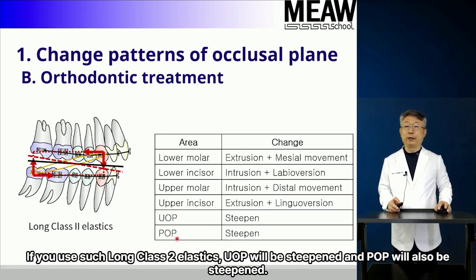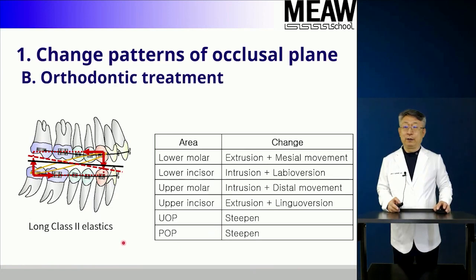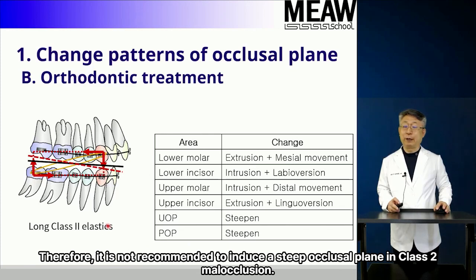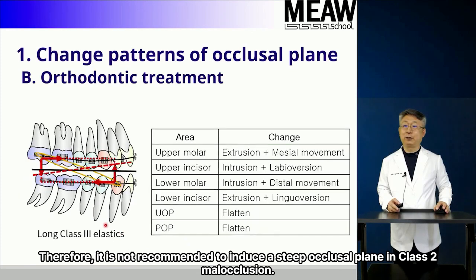If you use such long class 2 elastics, UOP will be steepened and POP will also be steepened. The characteristic of class 2 malocclusion is the steep POP. Therefore, it is not recommended to induce a steep occlusal plane in class 2 malocclusion.